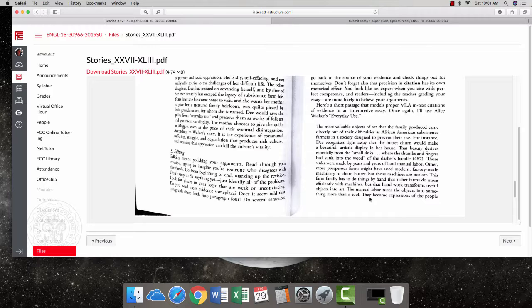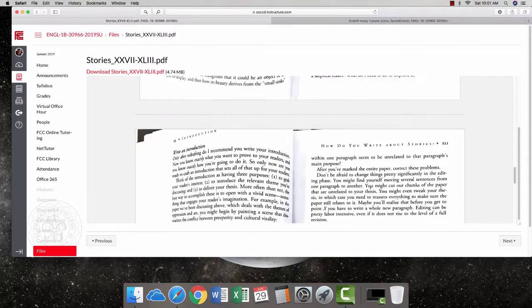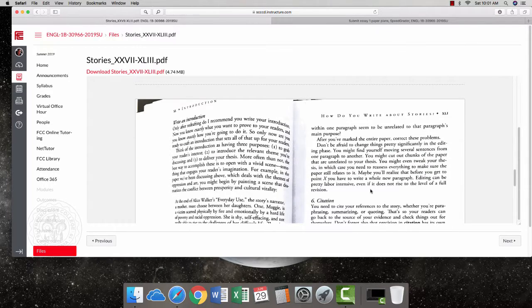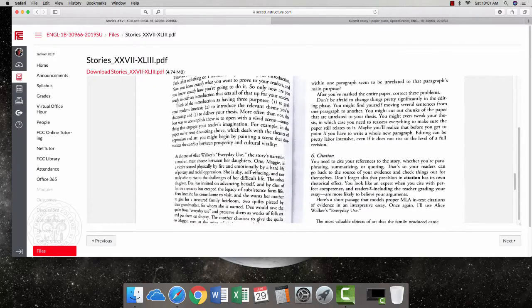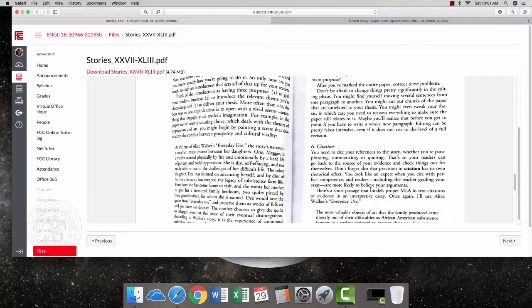Look for places in your logic that are weak or unconvincing. Do you need more evidence someplace? Does it seem odd that paragraph 3 leads into paragraph 4? Do several sentences within one paragraph seem to be unrelated to that paragraph's main purpose? After you've marked the entire paper, correct these problems.